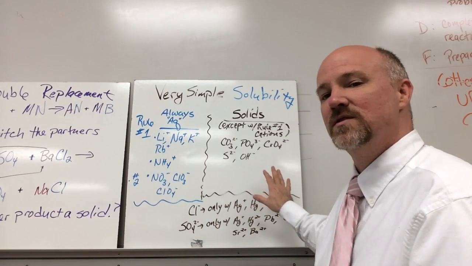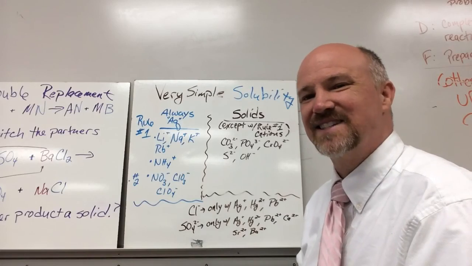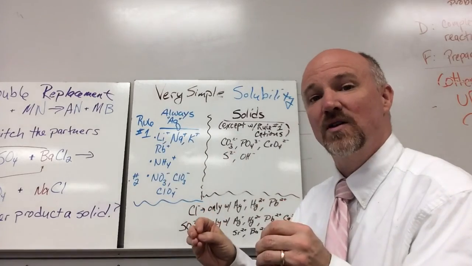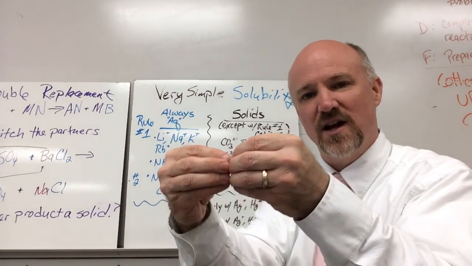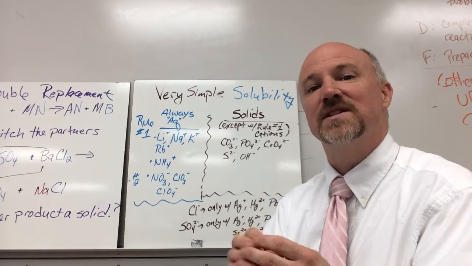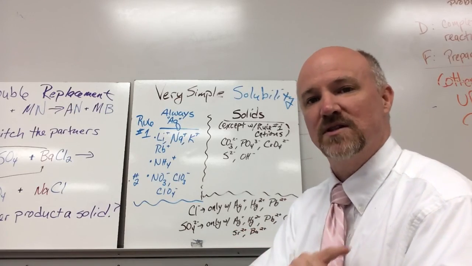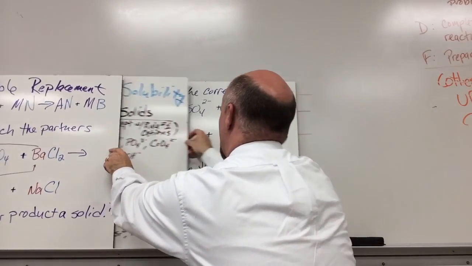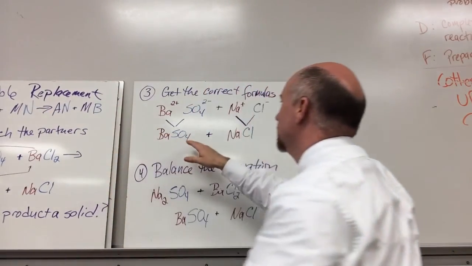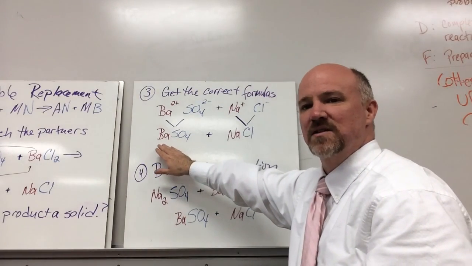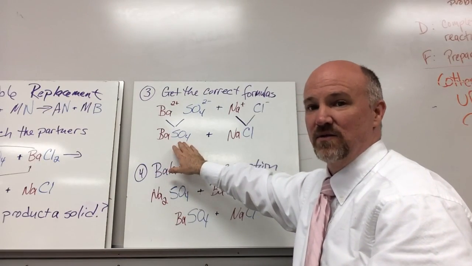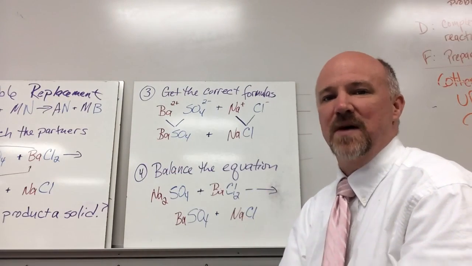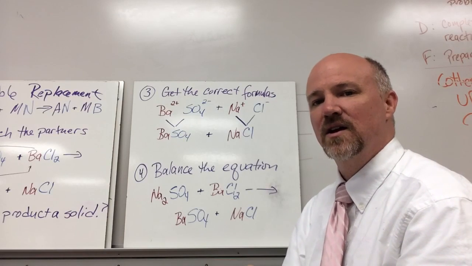So we have rules that tell us whether or not we're going to get a solid. And if we get a solid, that means that two of the ions that were free-floating, swimming around in the water, now meet each other, stick together tightly, and go to the bottom of the test tube. They become a solid. They don't stay in solution. That means a reaction has happened. In this case, we did have something that was a solid, because barium sulfate, according to that rule, is a solid. So we do have a reaction. That means that we have to get the formulas right and we have to balance it, so we have a complete equation.